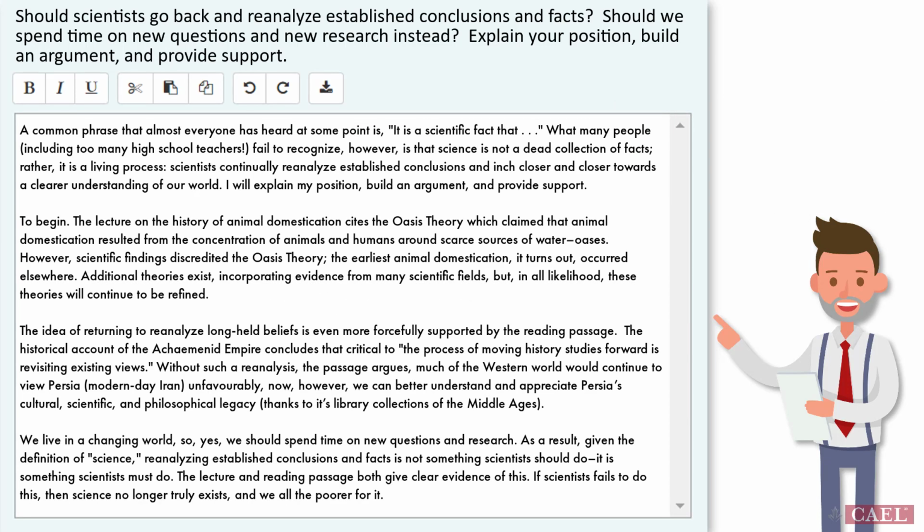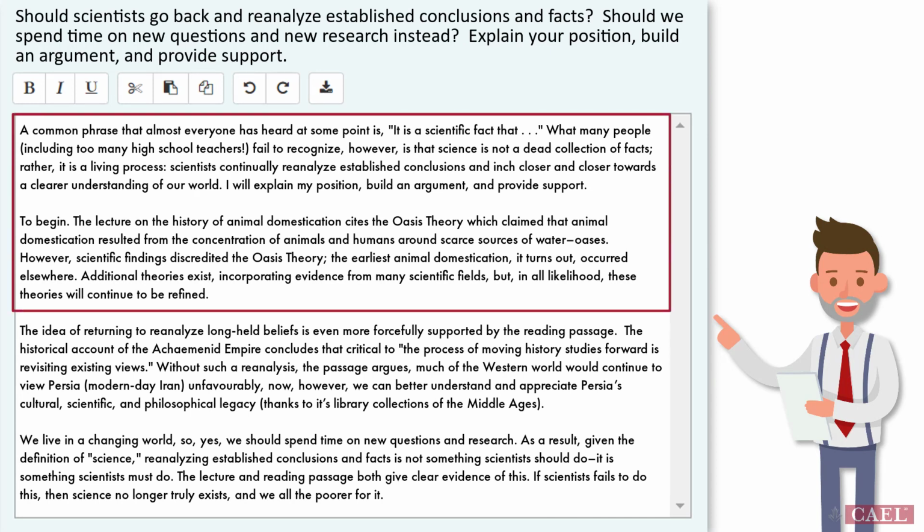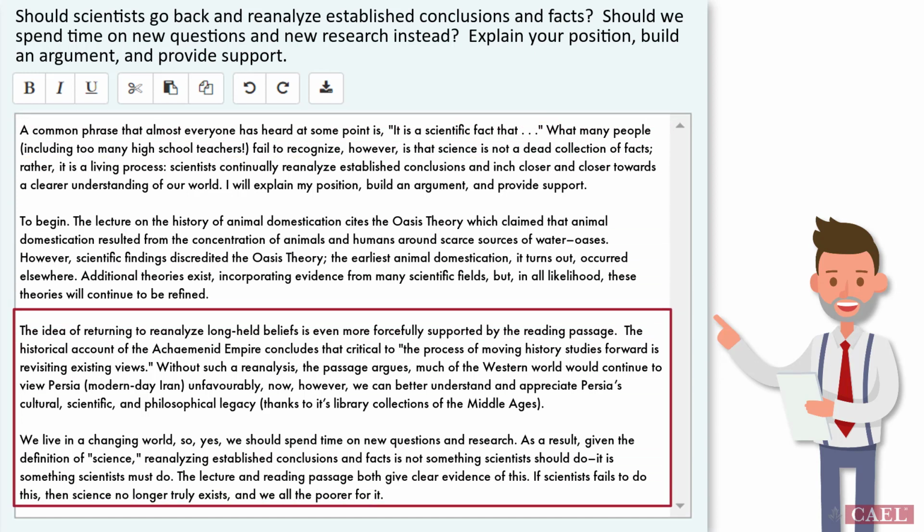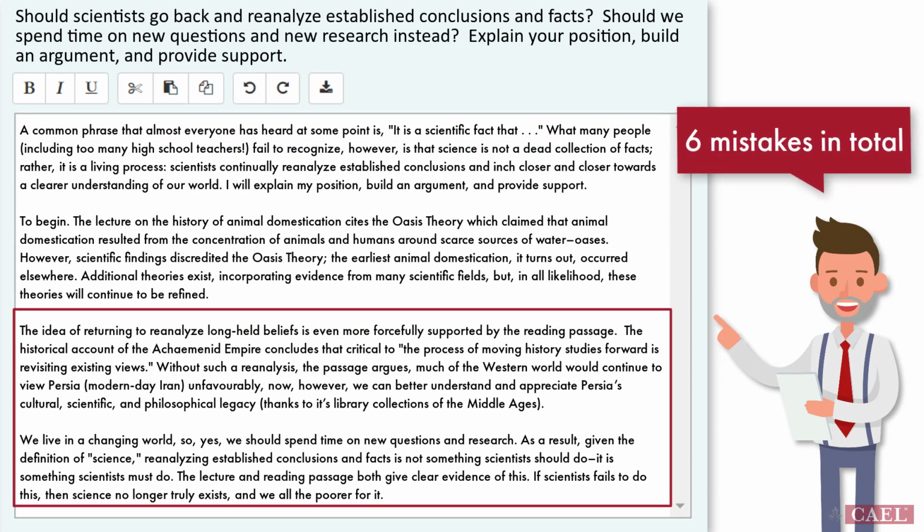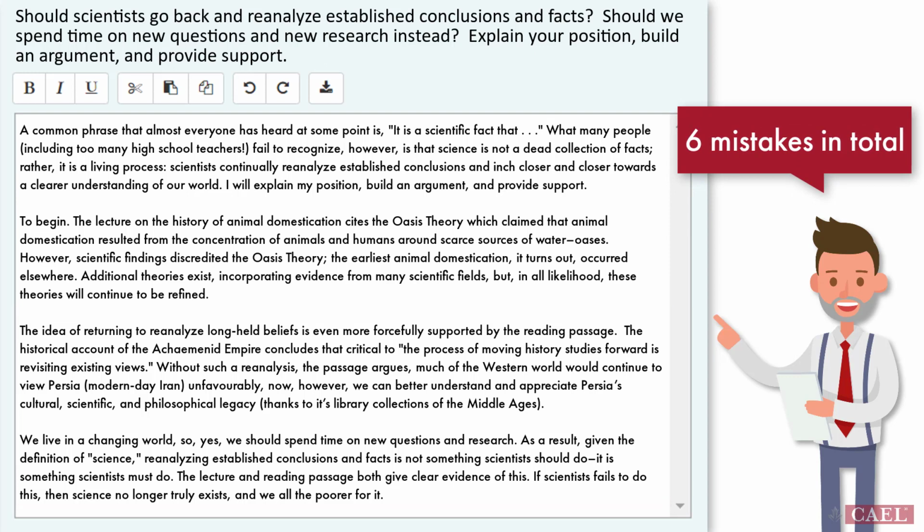There is one problem or mistake in each of the first and second sections of this writing. There are two mistakes in each of the following two sections, for a total of 6 mistakes. These deal with grammar, spelling, and vocabulary. Can you find them all?